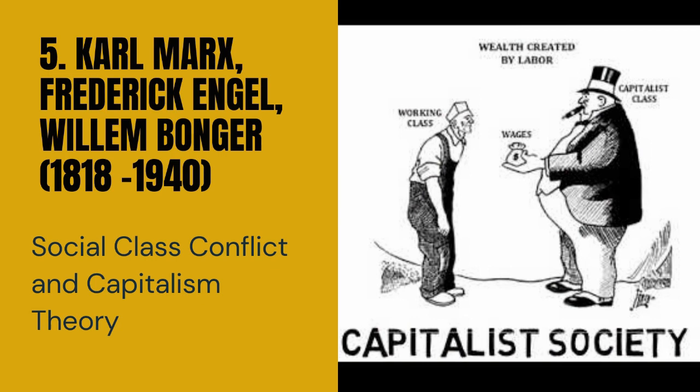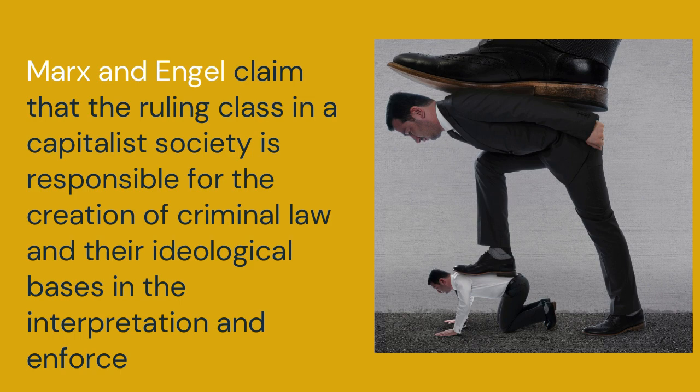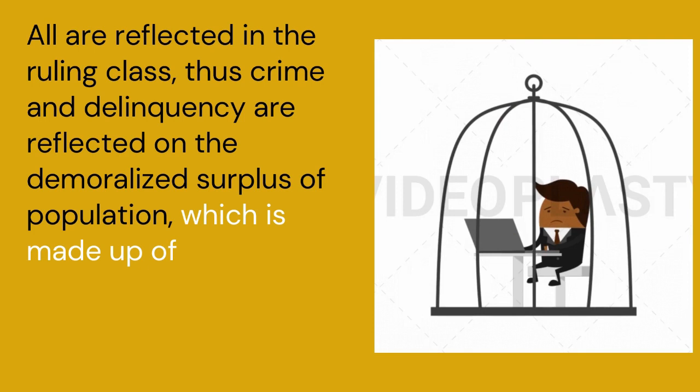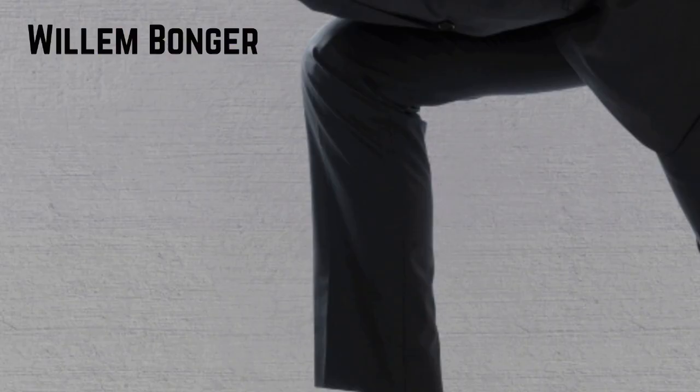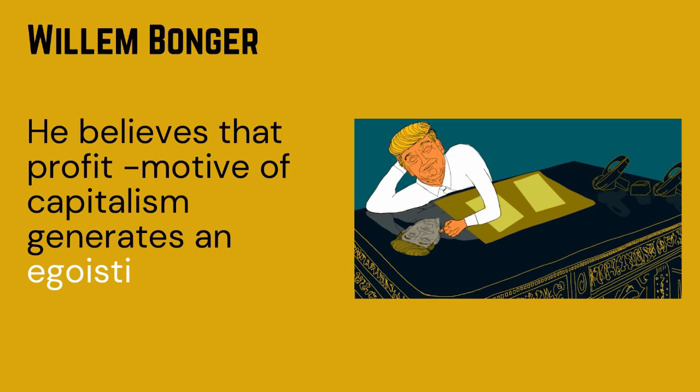5. Karl Marx, Friedrich Engels, Willem Bonger, 1818-1940. They are the proponents of the social class conflict and capitalism theory. Marx and Engels claim that the ruling class in a capitalist society is responsible for the creation of criminal law and their ideological bases in the interpretation and enforcement of the laws. All are reflected in the ruling class. Thus, crime and delinquency are reflected on the demoralized surplus of population, which is made up of the underprivileged, usually the unemployed and underemployed. Willem Bonger, a Marxist socialist, on the other hand, placed more emphasis on working-class crimes of economic gain. He believes that the profit motive of capitalism generates an egoistic personality. Hence, crime is an inevitable outcome.